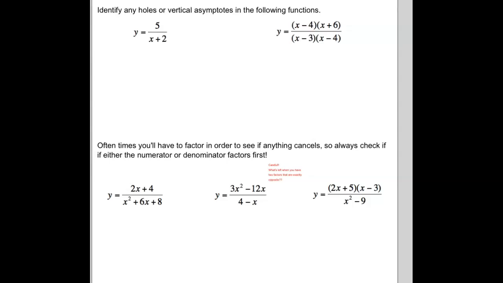All right, so we have a couple examples here. We're just identifying, do we have any holes or vertical asymptotes? So for the first one, we have x plus 2. Does x plus 2 ever equal 0? Sure, when x is negative 2.